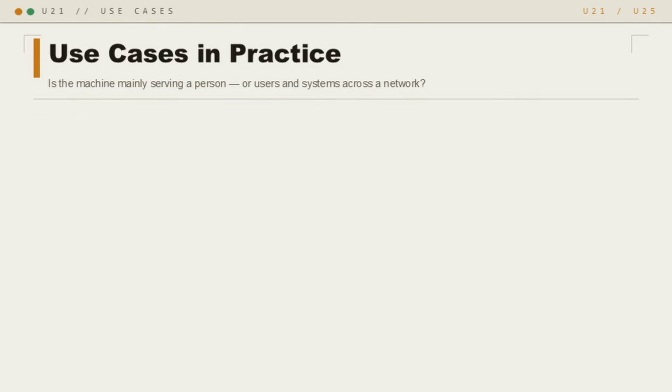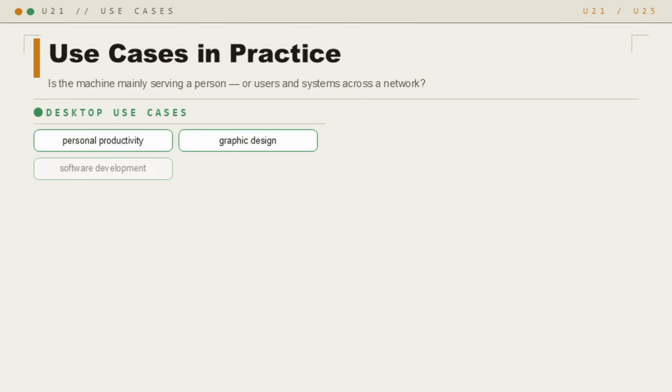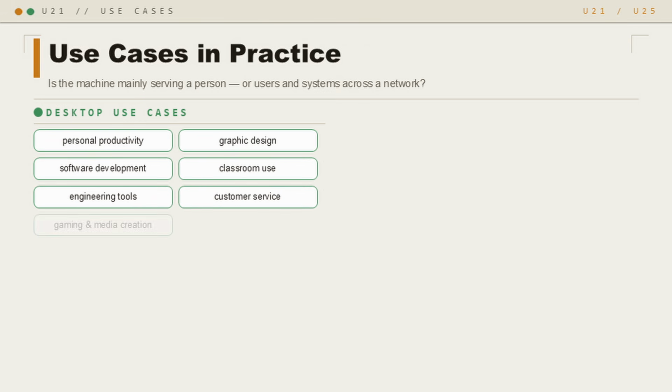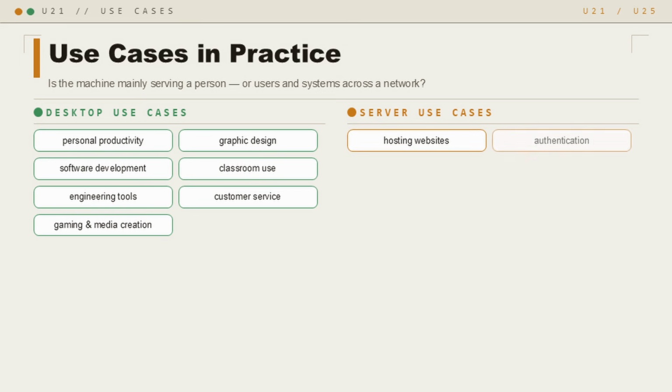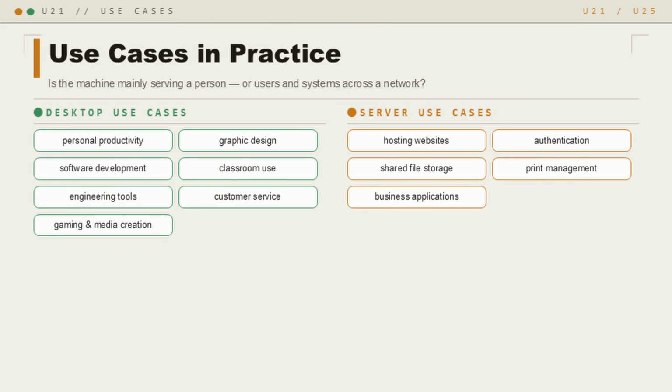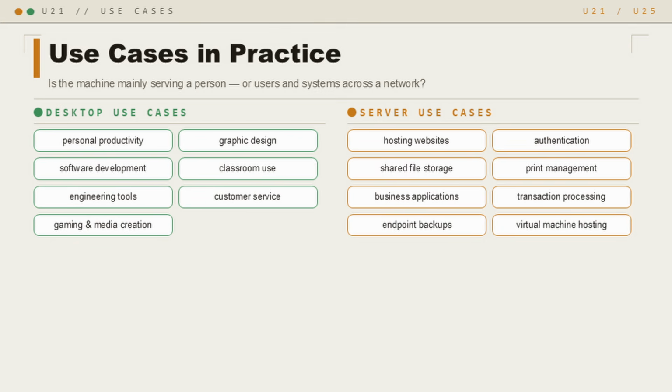The difference between servers and desktops becomes easiest to see when comparing how each is used in practice. Desktops are mainly used for personal productivity, graphic design, software development, classroom use, engineering tools, customer service workstations, and gaming or media creation. In comparison, servers are used for hosting websites, providing authentication, storing shared files, managing printers, running business applications, processing transactions, backing up endpoints, hosting virtual machines, and supporting collaboration platforms.